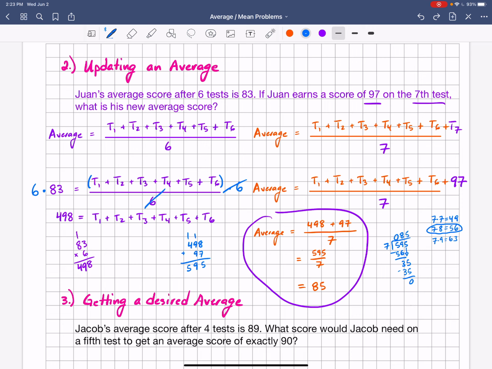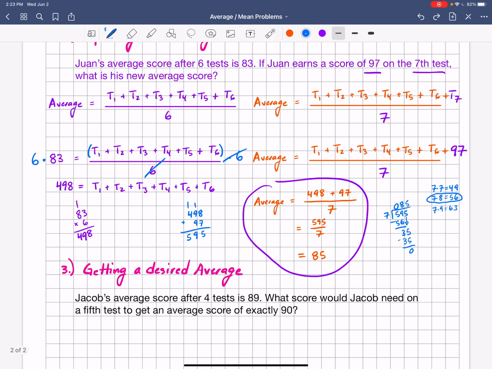But remember that this is only one test now out of 7 tests. So the amount of influence this one test is going to have on the entire average is not too much. So when we look at our answer that we got together, the new average is 85. So it did bring up the score. It just didn't bring it up that much because it's only one test out of 7 tests.